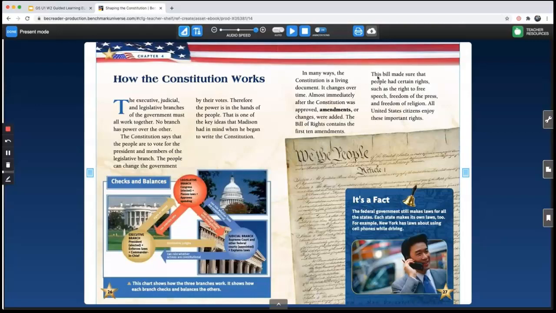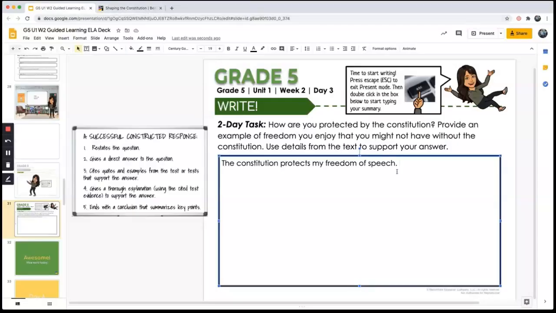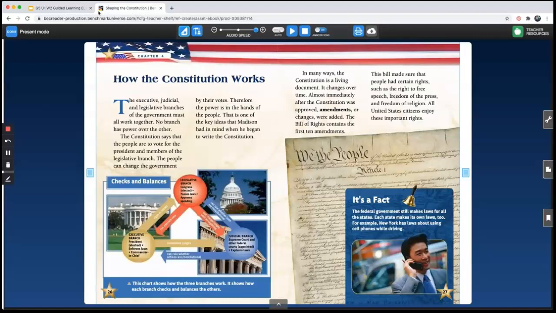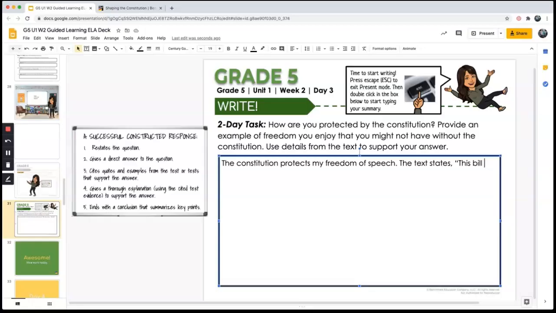So here it says, this bill made sure that people had certain rights, such as the right to free speech. Okay? So I'm going to take this quote, but you might notice that it starts with this bill. So I'll go ahead and put in that quote. The text states, this bill made sure that people had certain rights.